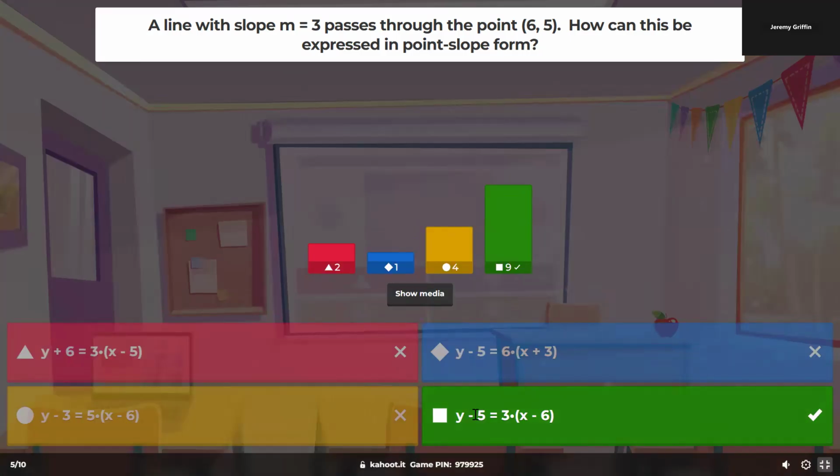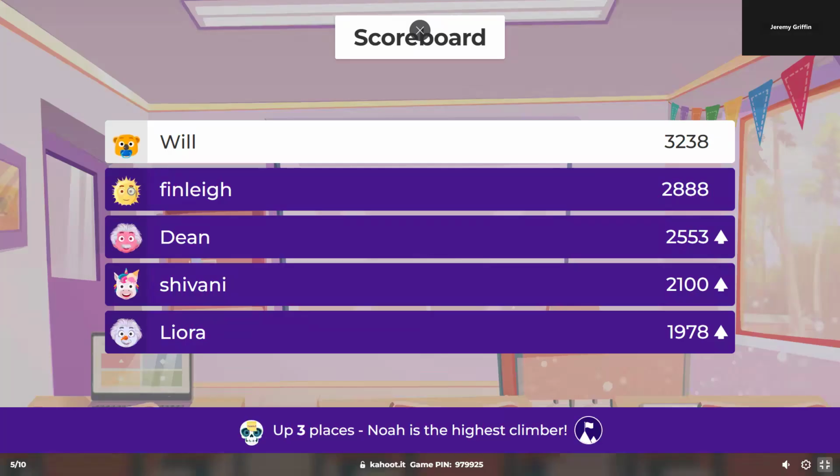There's your coordinate, 5 comma 6. Or sorry, other way around. 6 comma 5 is x1, y1, and your slope is 3. That's it. Point slope. I got Leora, Shivani, Dean, Finley, Will.